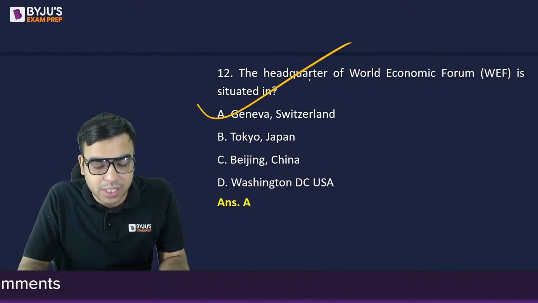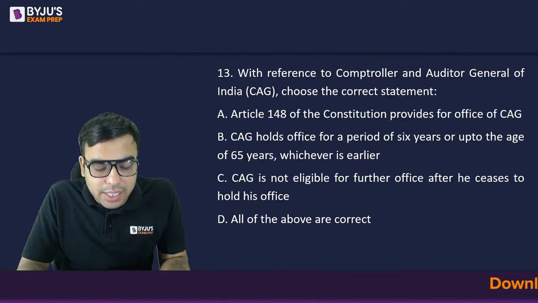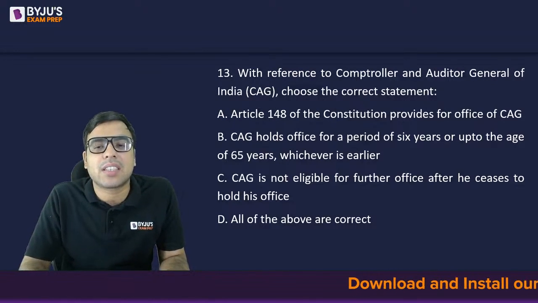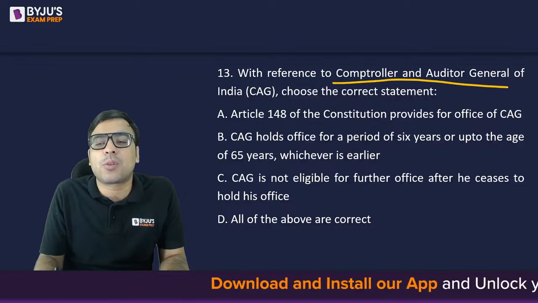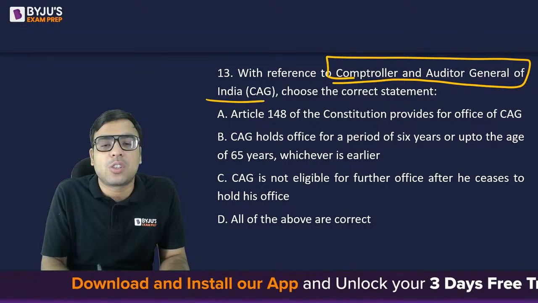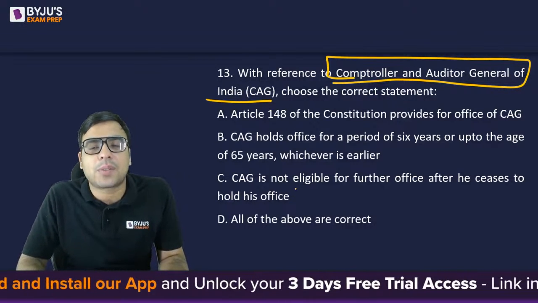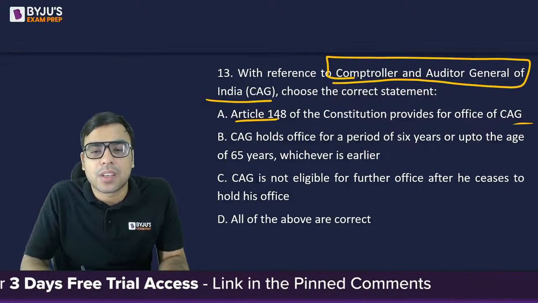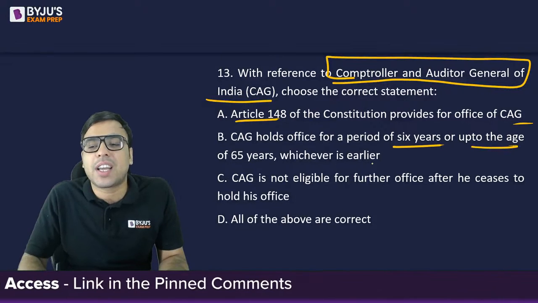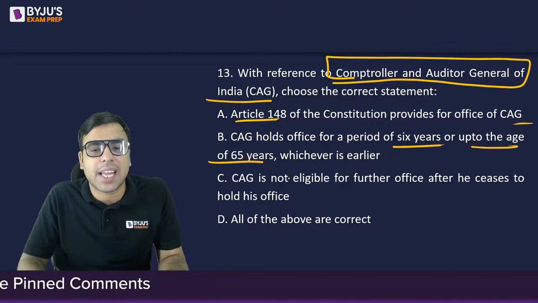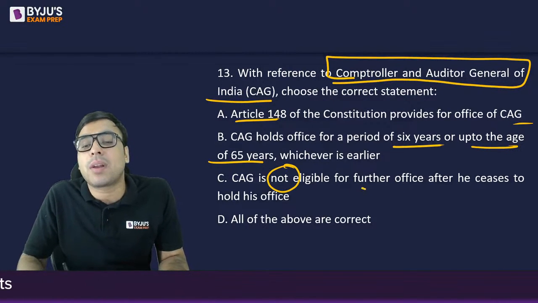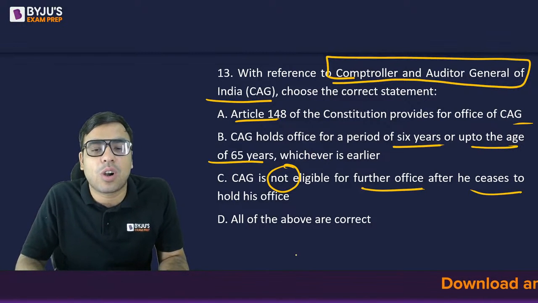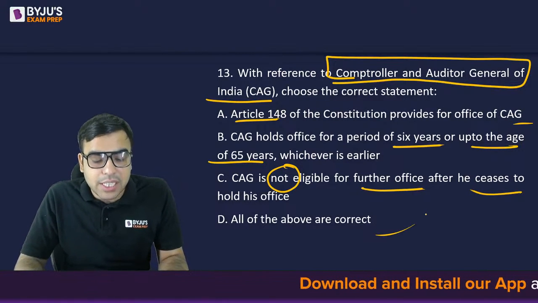Yes, Deba, Jyoti, Titishka. Okay, the next one is question number 13, which says, with reference to CAG, Comptroller and Auditor General of India, choose the correct statement. Your options are: Article 148 provides the office of CAG. CAG holds office for 6 years or up to 65 years, whichever is earlier. CAG is not eligible for further office after he ceases to hold office. All of the above. What is the right answer to this question?